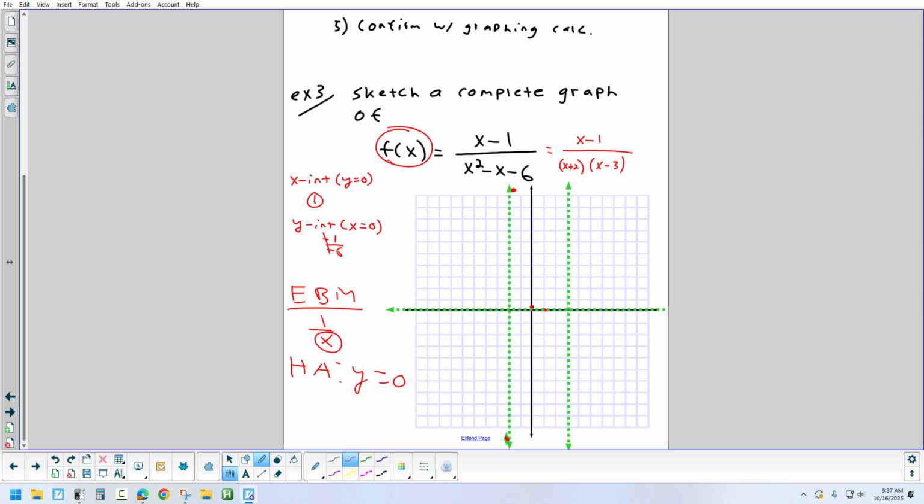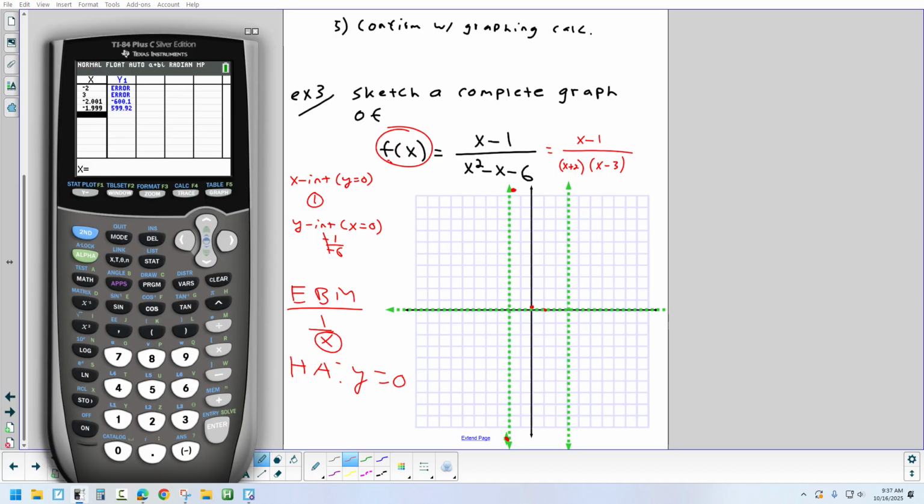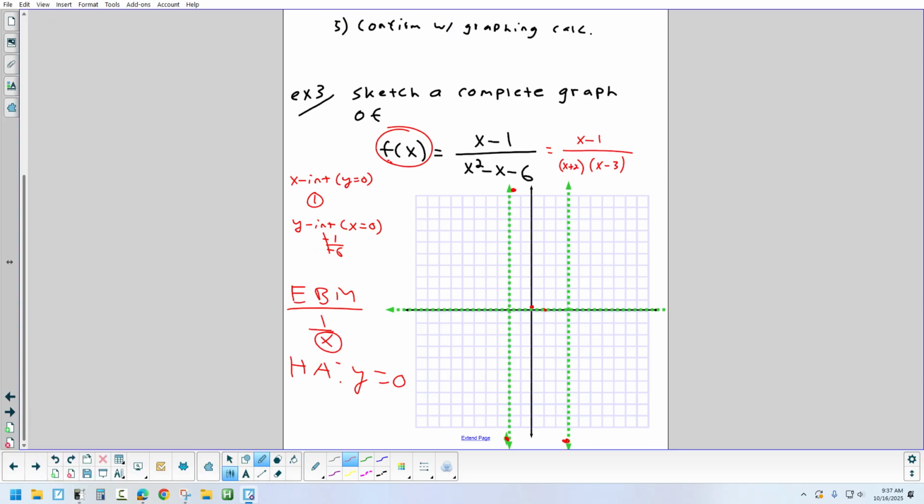Let's do the same thing for the asymptote at 3. A number a little smaller than 3, 2.99. We're going to be way down. 3.001. We're going to be way up. So it's down on the left, up on the right. Down, up. Now, if you want to get another point, we can do another point.